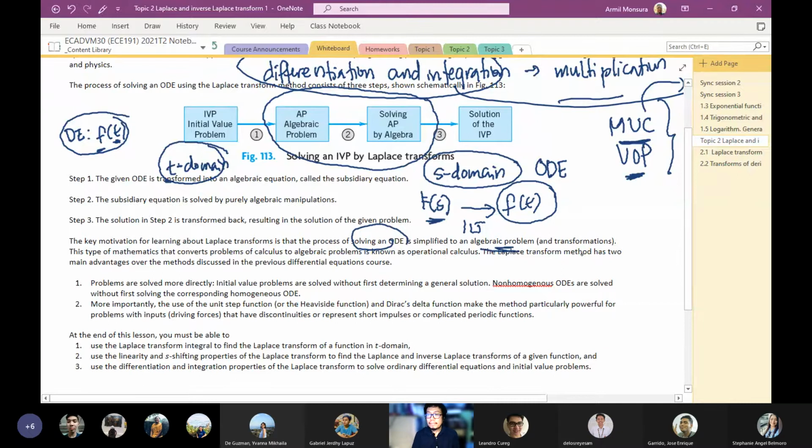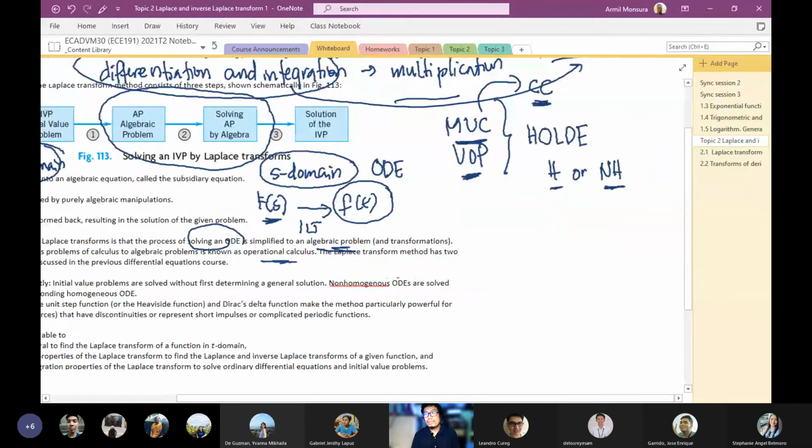Okay? This type of mathematics that converts problems of calculus to algebraic problems is known as operational calculus. Because instead of actually getting derivatives and the like, we reduce these operations into a somewhat more simplified approach. The idea of the Laplace transform is as revolutionary as how logarithms were when they were first discovered.